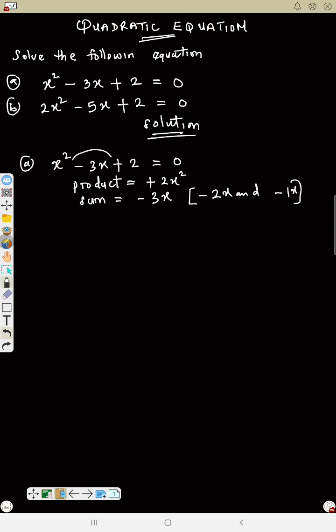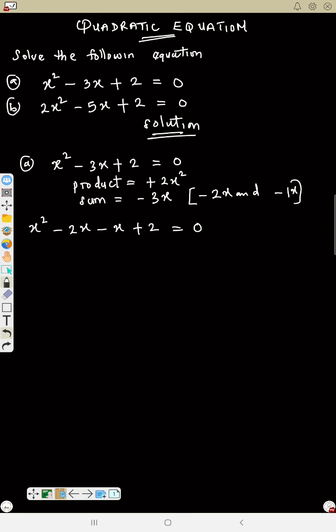So we can now replace the middle term by those two numbers, minus 2s minus 1s. That means my equation is now s squared minus 2s minus 1s plus 2 equals 0. So please study the signs. That's why I'm doing the signs separately.